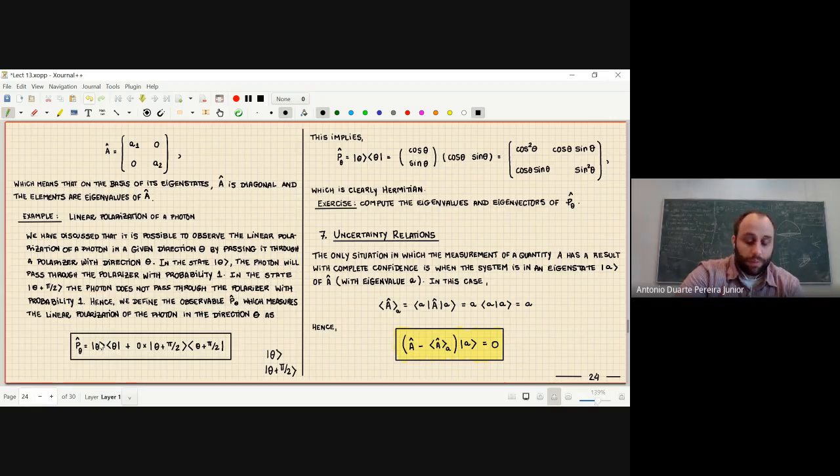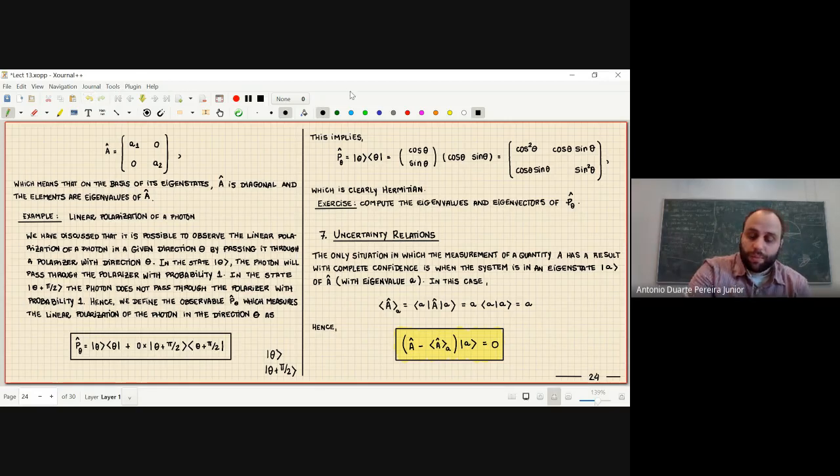Okay? So I write this as 1 times the outer product of the eigenvector that corresponds to this number, namely theta, plus 0, which is the eigenvalue corresponding to the state that gives me 0 chance of seeing the photon with polarization theta. So I'm just expanding my operator, my observable, in a spectral decomposition of it, where I have 1 times the first outer product of the vector basis plus 0 times the outer product of the second eigenvector.